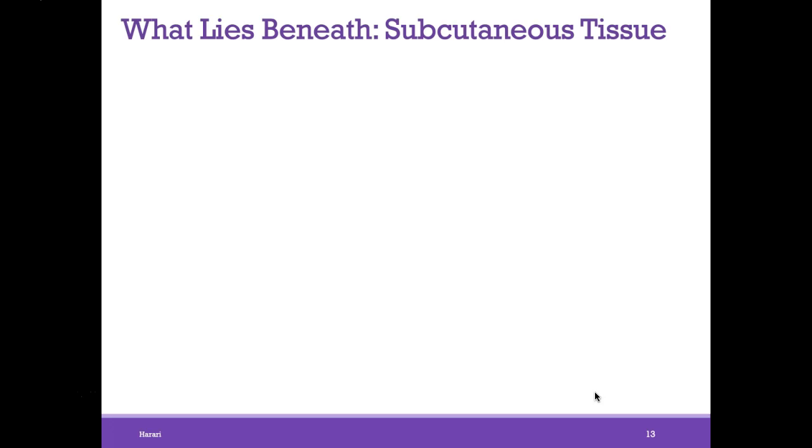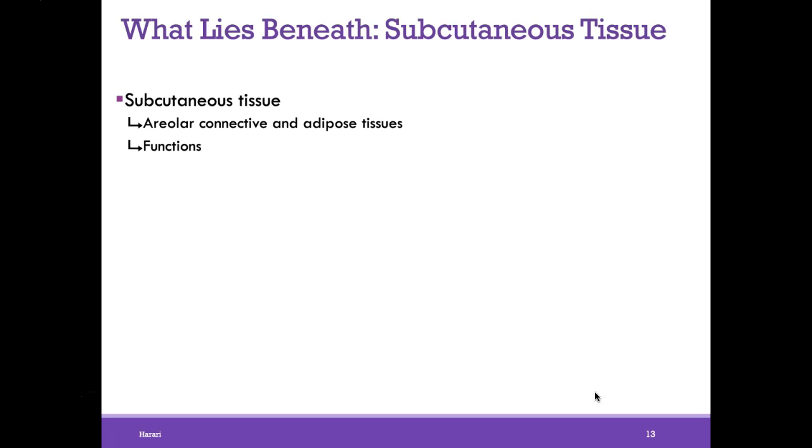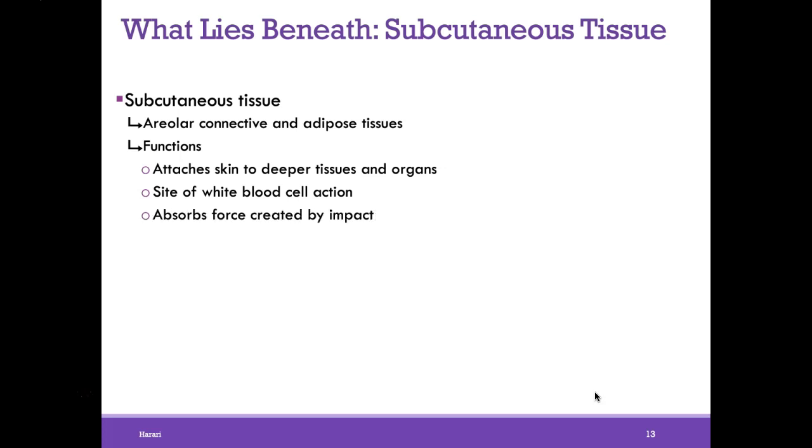Anyway, now we can talk about what lies beneath the dermis, which is the subcutaneous tissue, or the hypodermis. So the subcutaneous tissue consists largely of areolar and adipose tissue. Right? It's padding the body, and it helps bind the skin to the underlying tissue. That's its main function, it attaches skin to the deeper tissues and the organs. It's also where white blood cells have free range to act because it's very loose, so cells can freely migrate there.